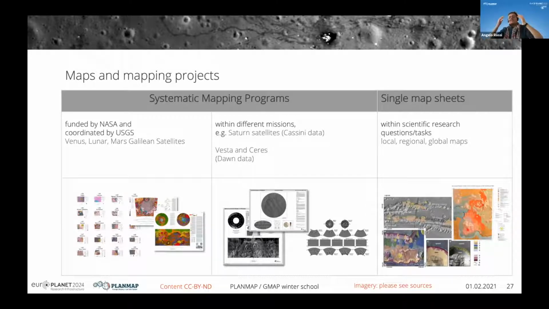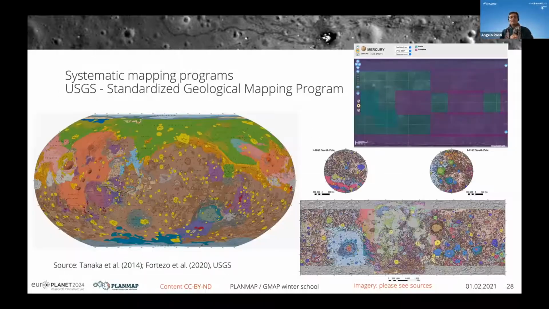Or they can be just science or exploration or resource utilization individual projects, like a single map sheet. For example, there is a PhD student, anyone, working on an area, you make a map, you want to publish it. That's where GMAP comes in, in fact, and with Matteo, we will discuss it later on in the week.